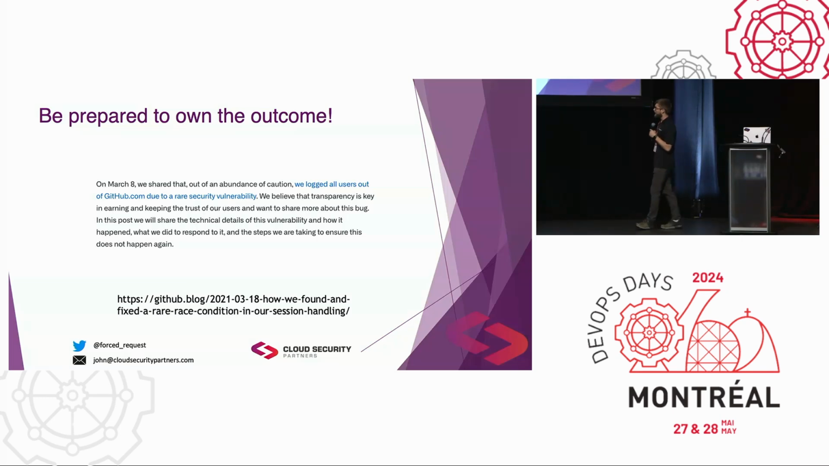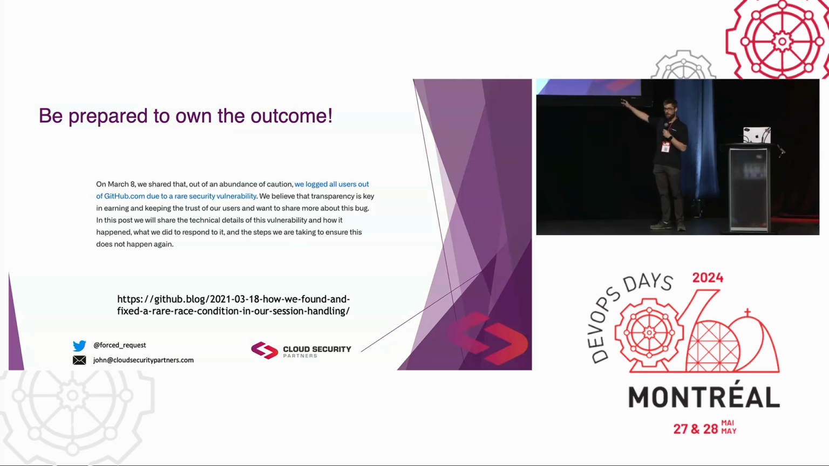And at the end of the day, we forcefully logged out every single one of github.com users, which, by the way, does not happen in an order of minutes. This happens in an order of hours, if not longer. That's a lot of transactions. And we felt good about knowing that our users were safe because their sessions were no longer valid.